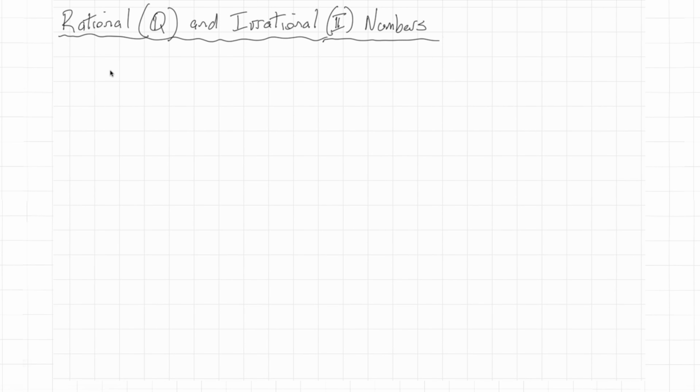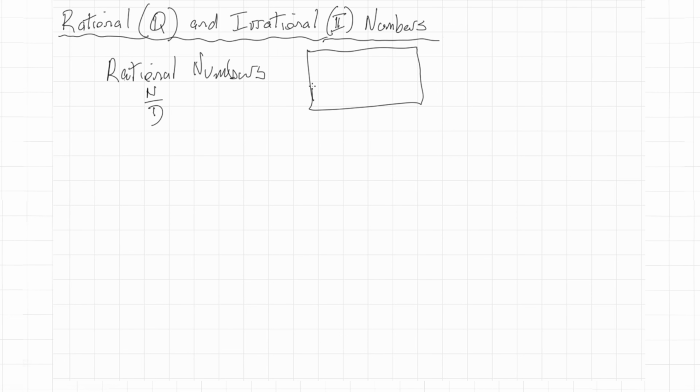So the rational numbers, if we think of all the rational numbers in our number system, are all the numbers that can be expressed as a ratio of two integers. So we'll have a numerator and a denominator. So if you can express a number with a numerator and denominator, it falls into the category of rational numbers.